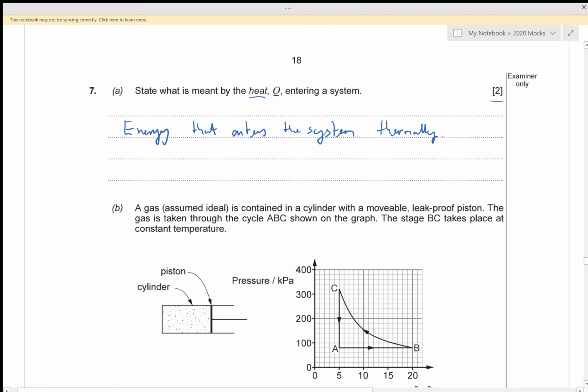If I was doing this in an exam, I'd probably go a bit belt and braces and go a little bit further than just saying thermally. To make sure of my second mark, I'd probably describe that process a little bit, saying it's something to do with conduction, convection, radiation, or something to do with the temperature gradient.